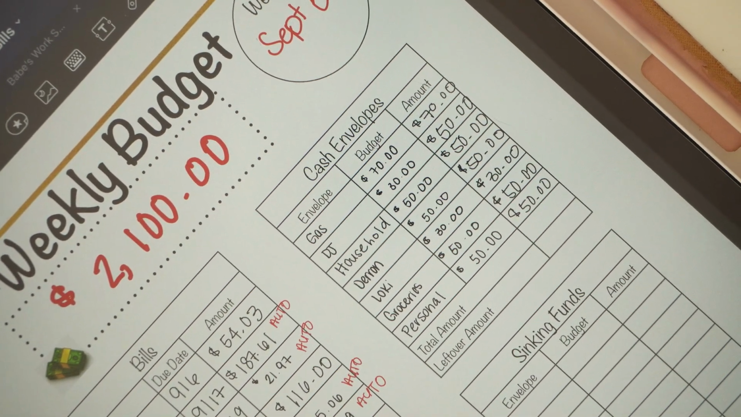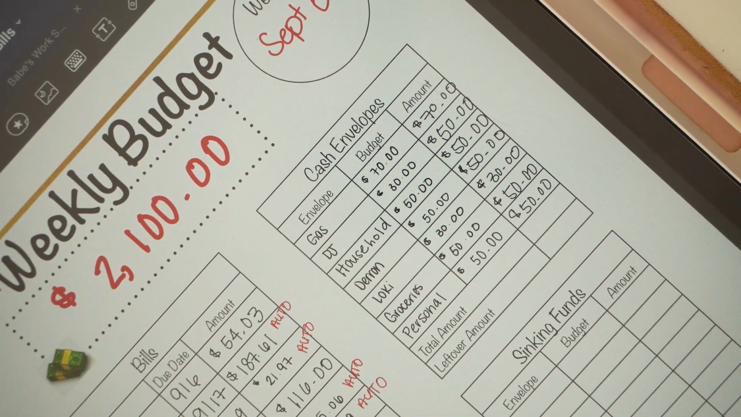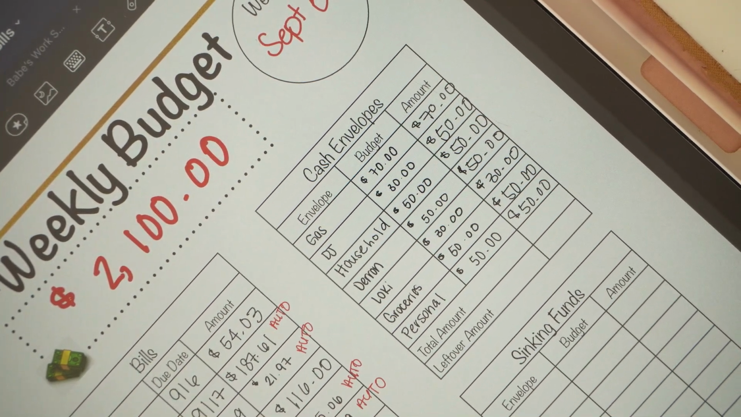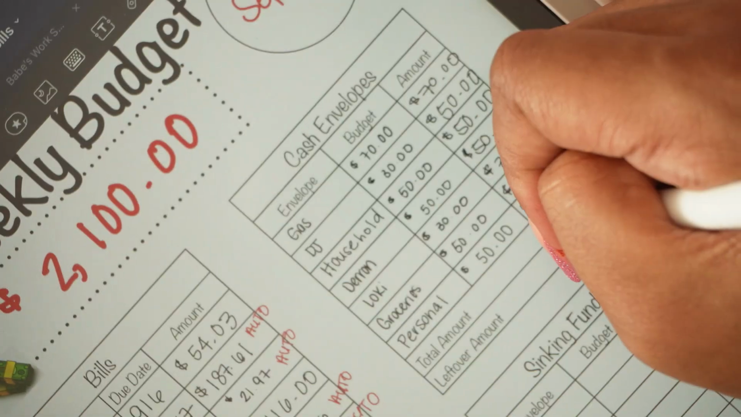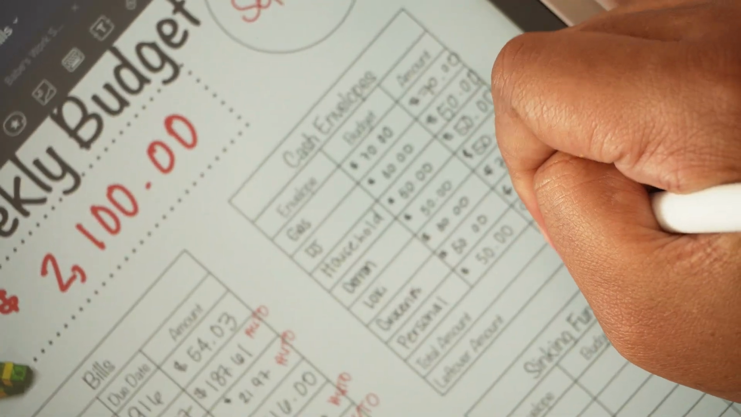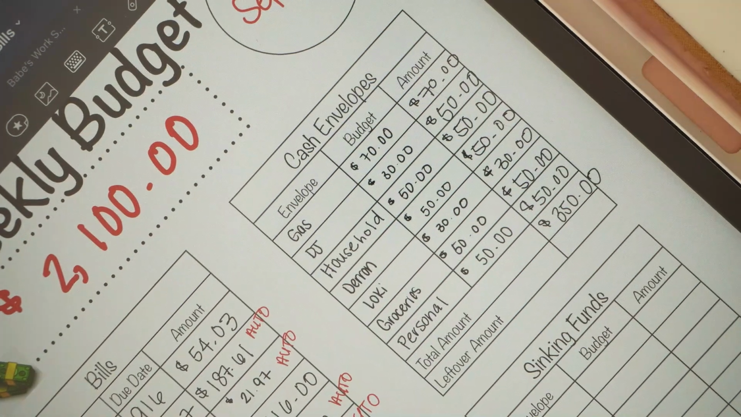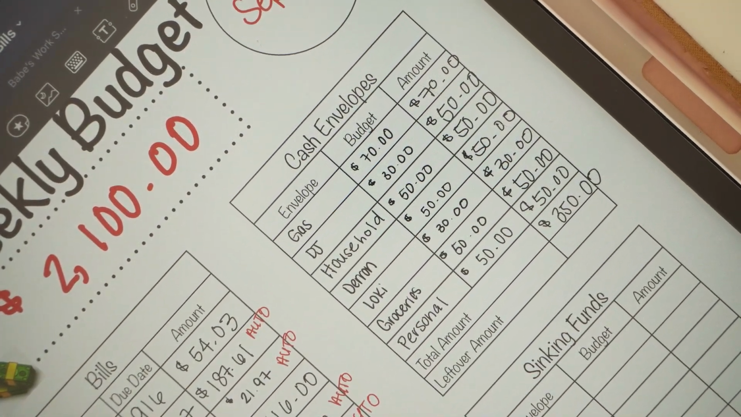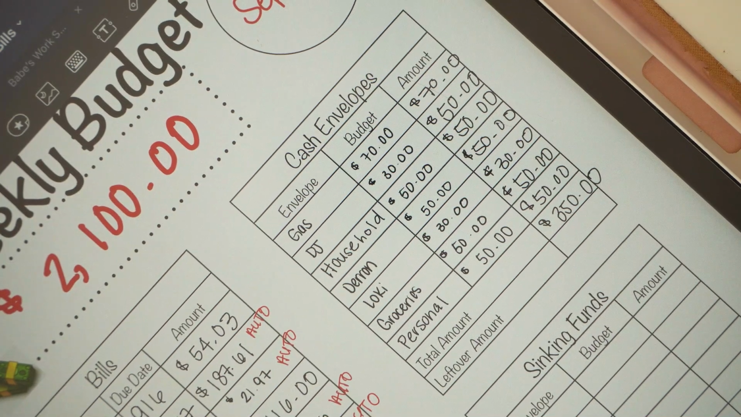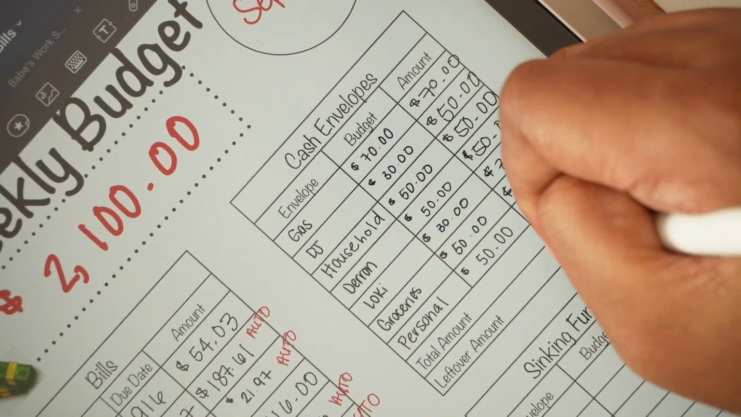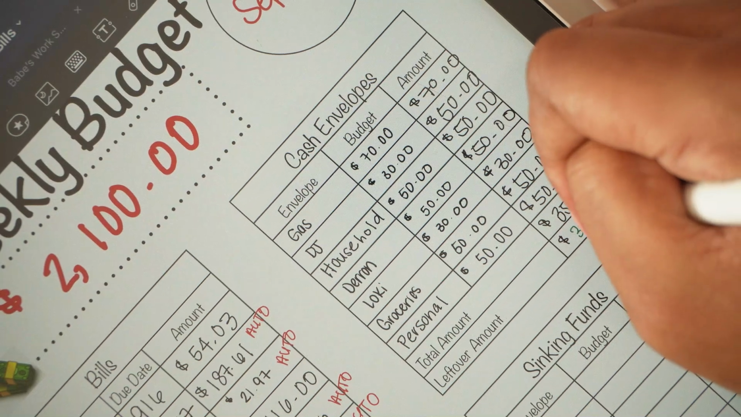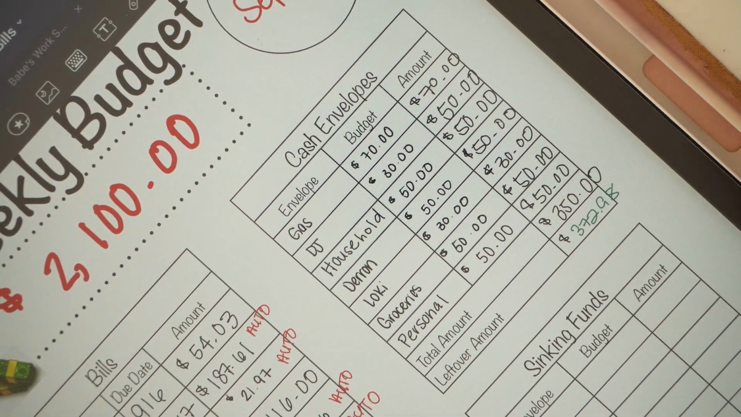So let's add that up to see how much that would be. So we're at $350. Okay. So that leaves us with, so we were at 722.98 minus 350. So that leaves us with, I'll change it to green, 372.98 to budget for our sinking funds.